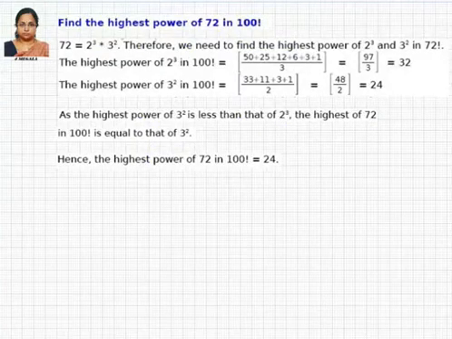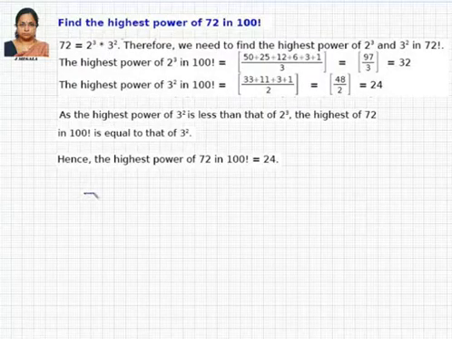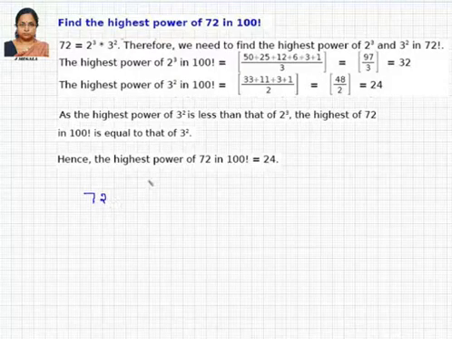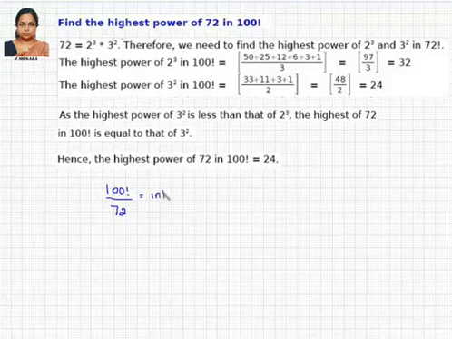Next is a little higher, like we are going for the next number, that is, find the highest power of 72 in 100 factorial. Okay, so this is the 72. The first thing you have to do is look at what you are going to divide by. Your question is that 100 factorial is going to be divided by 72 and you're going to get an integer as a value.